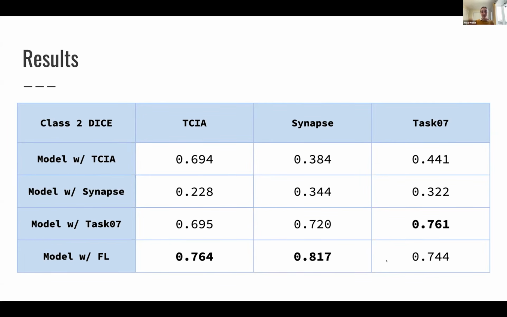Which finally leads us to federated learning, which I find really incredible and really compelling, if you're not already on the Flower train. You can see the best performance overall is now with Synapse, which didn't even perform well with itself initially, and now we're at over 80%. For TCIA, again, the best performance was a federated learning model, and finally TASC-07, while not surpassing itself, performed quite well overall. So this suggests good generalizability.